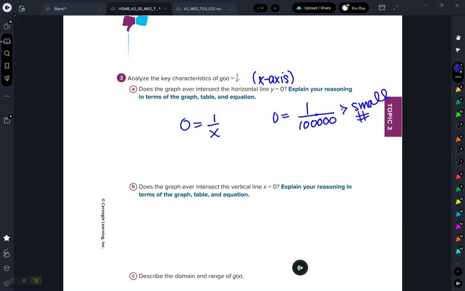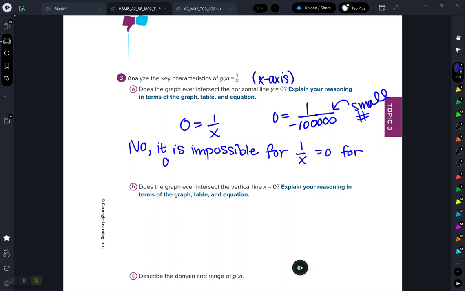Okay, so that is a small number, but it is not equal to 0 exactly. If you plug in a negative number, it's incredibly small, just negative, but it's never going to equal 0. So the answer to this question simply is no. It is impossible for 1 over x to equal 0 for any x. You can plug in a million things. You're never going to get it.